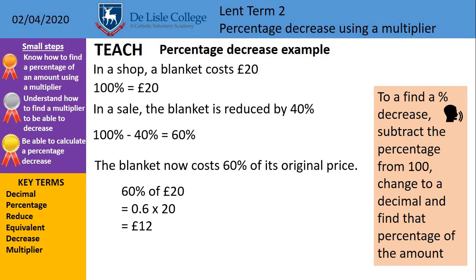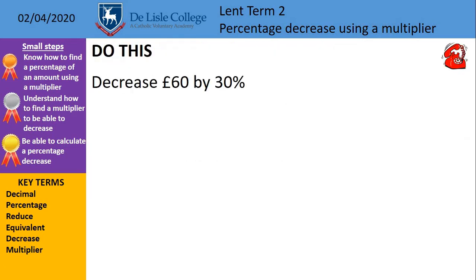So if you recall after me then, to find a percentage decrease, we subtract the percentage from 100, we change to a decimal and find that percentage of the amount. So can you have a go at these two questions here? Pause the video while you have a go and then resume playing when you want to go through the answers.